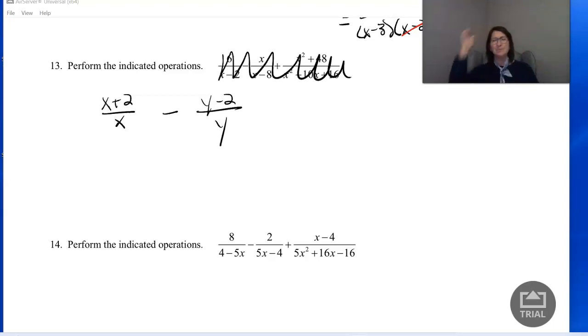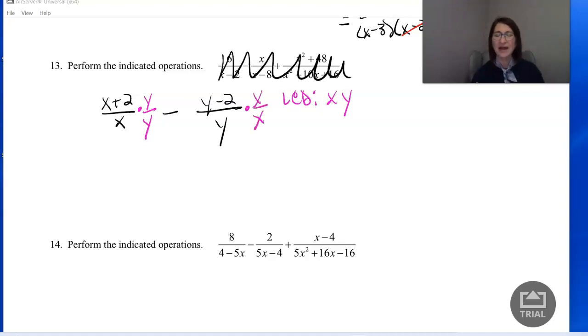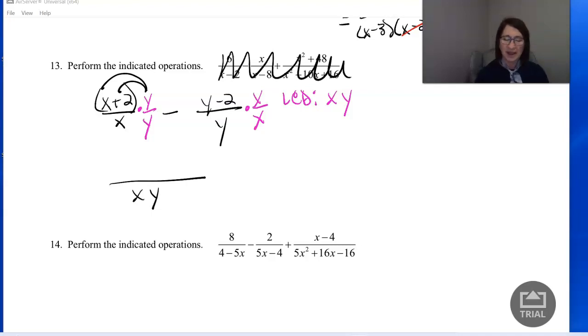Seems like a simple problem. So the first thing we want to do is find our LCD. Our LCD is xy. So we take that first expression, multiply it by y over y. We take the second expression and we multiply it by x over x. So now we're going to have a common denominator of xy. We need to put parentheses and distribute that y. So we're going to have xy plus 2y.